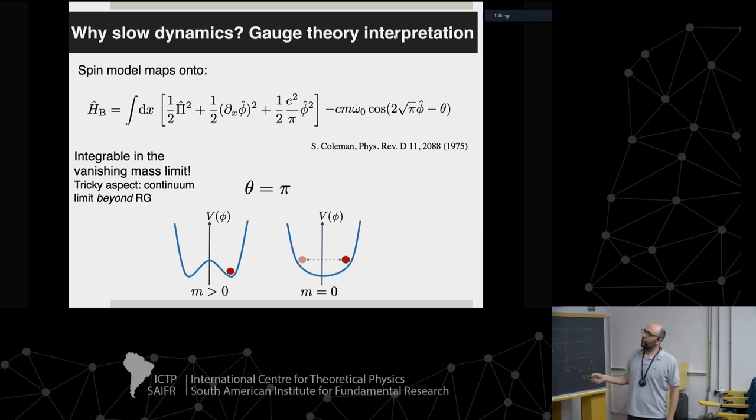What is interesting is that this field theory is actually integrable in the massless limit. So it's a theory that will also lack thermalization. Of course, here we are talking about the continuum limit and here the lattice, so one has to be careful. What we can use is still the interpretation of that.